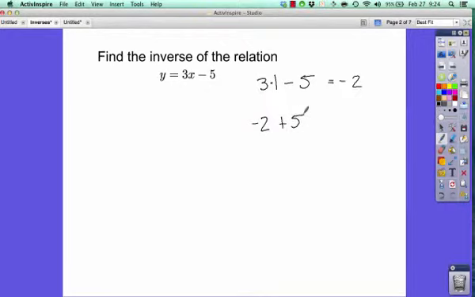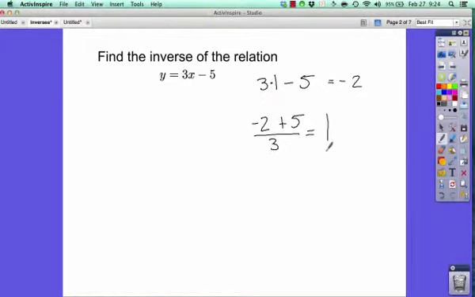Okay, so I'm going backwards, right? I subtracted 5, I undid that part and added 5. Now, how can I undo a multiplication by 3? Divide by 3. Does this work? Yes. Yay! Okay.